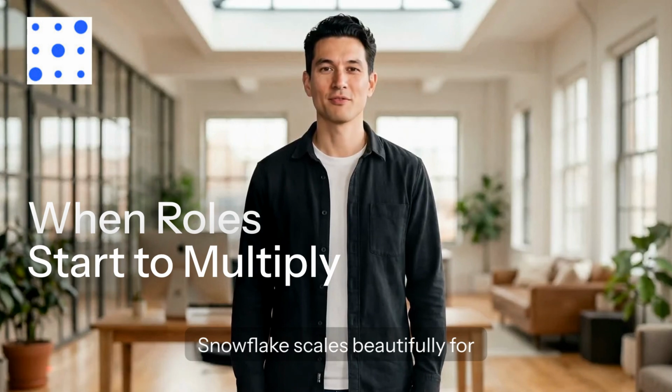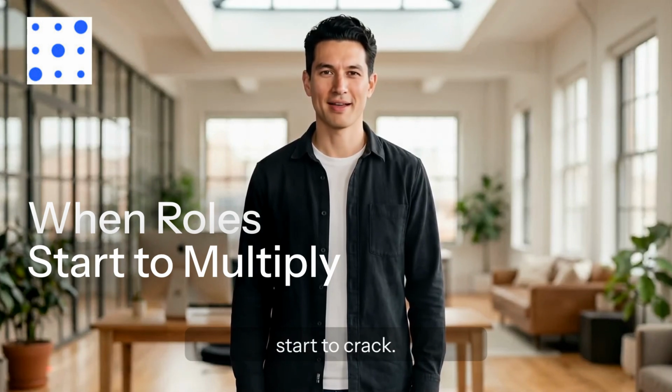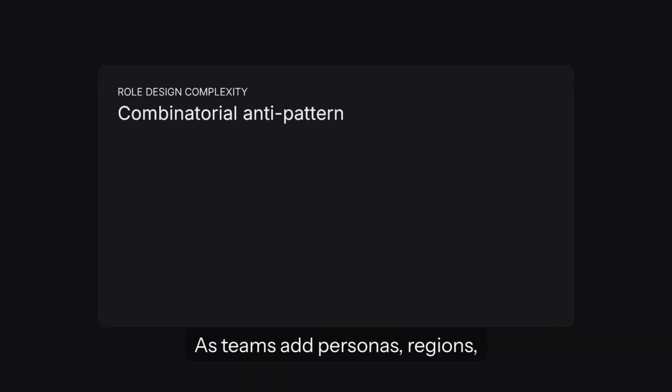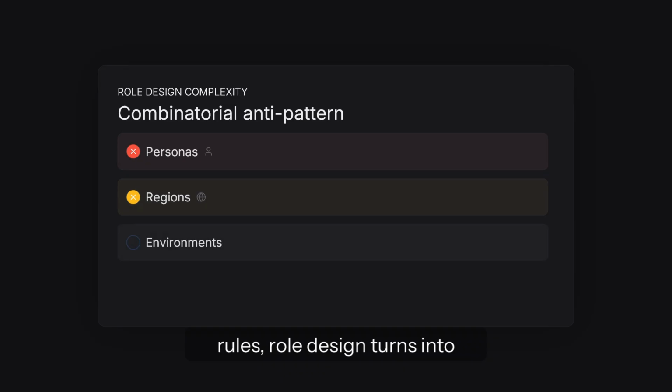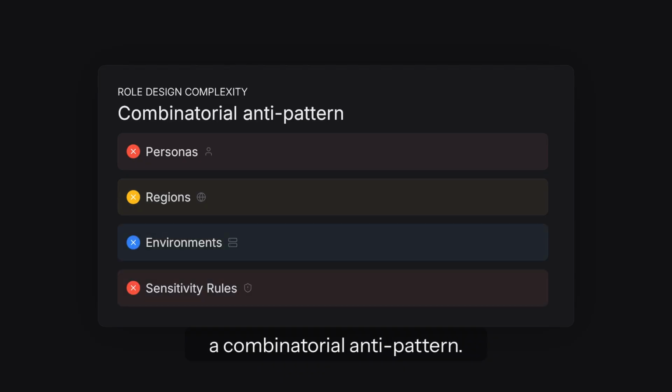Snowflake scales beautifully for compute and storage. Access control is usually where things start to crack. As teams add personas, regions, environments, and sensitivity rules, role design turns into a combinatorial anti-pattern.